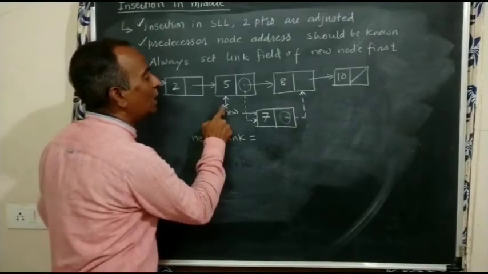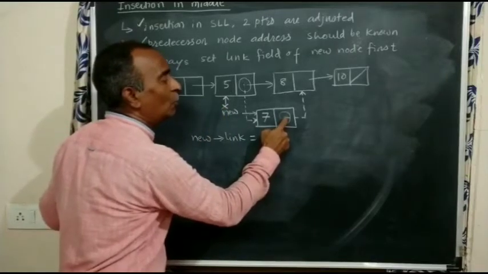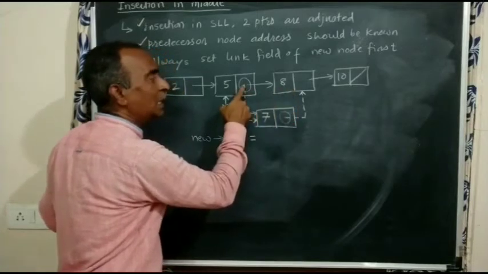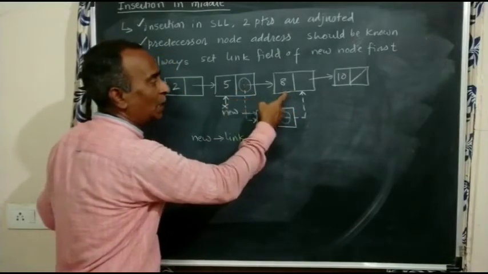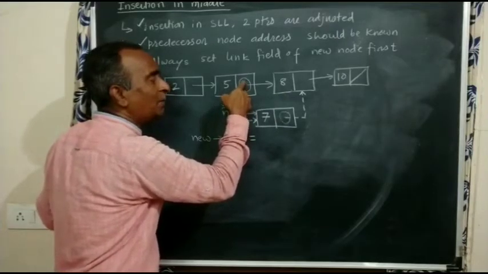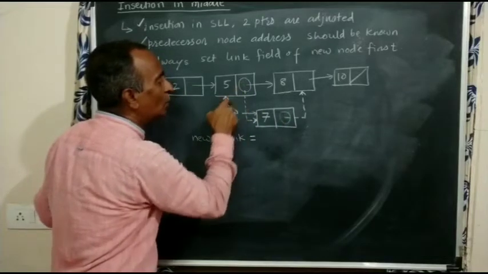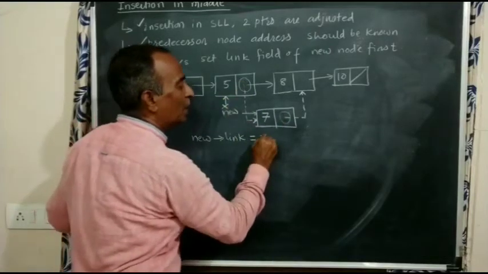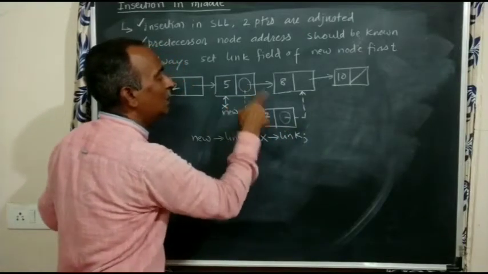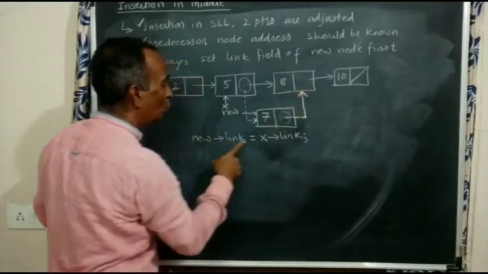Now if you have the address of the predecessor node in X, now this field I want to set with this node's address. This node's address currently is in this link field. So how to access this field? X access link field is given to new's link field. That's it. This link is adjusted. Always set the link field of the new node first.